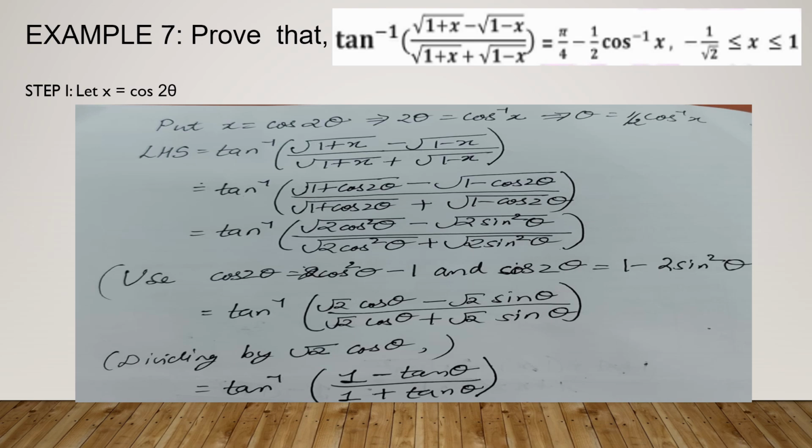Second term is root of 1 minus cos 2 theta. Here you will be using cos 2 theta is 1 minus 2 sin square theta. So it will be simplified as 1 minus 1 plus 2 sin square theta, which, taking the root, is equal to root 2 sin theta. Similarly, the denominator. Now just divide the whole thing by root 2 cos theta. So our left hand side is simplified as tan inverse of 1 minus sin theta by cos theta, which is tan theta upon 1 plus tan theta. This is the first step simplification of the left hand side.